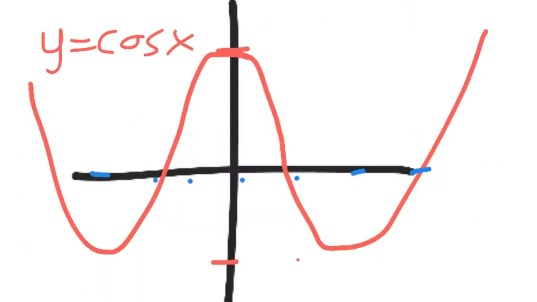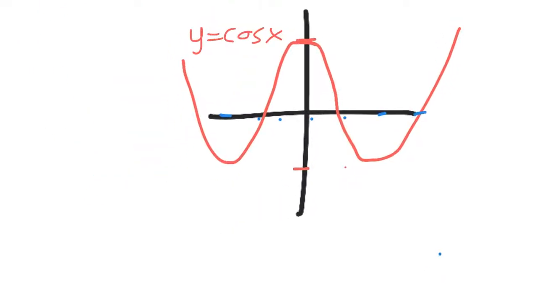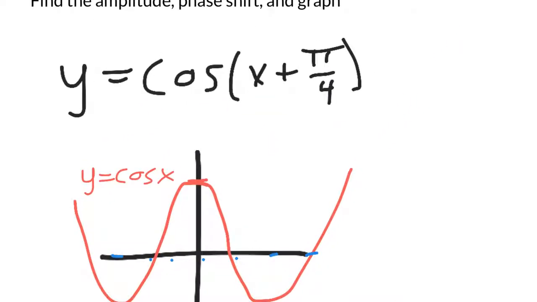And so for the phase shift of a graph, that's if the y equals cosine of x starts here. A phase shift would be if you were able to manipulate the graph so it starts plus 4 spaces over here, minus 3 spaces over here. So let's look at the graph that we have.